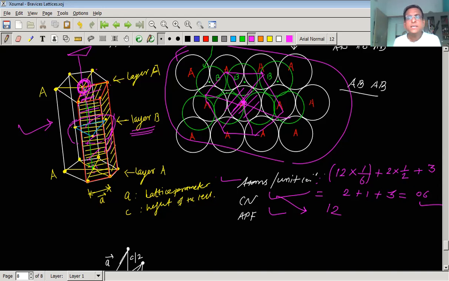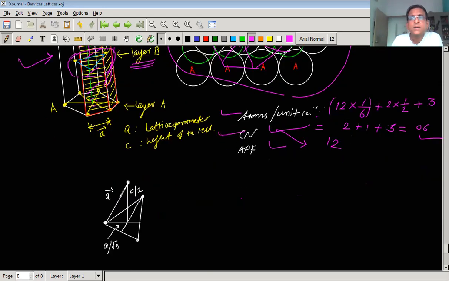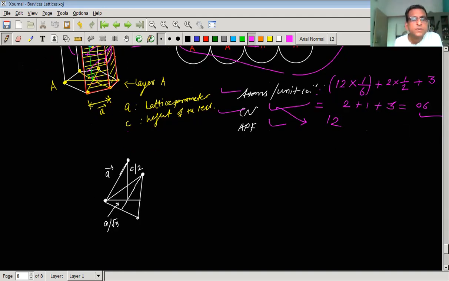So we have determined atoms per unit cell and coordination number, and now we are going to determine the atomic packing fraction. To calculate the atomic packing fraction, we should consider this figure. This figure resembles the structure of the HCP unit cell, isn't it? And what is atomic packing fraction? Atomic packing fraction is nothing but the fraction of the volume of the unit cell occupied by the atoms in that unit cell. So let us calculate now.